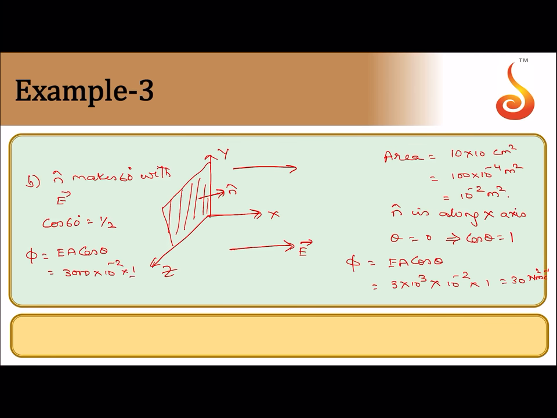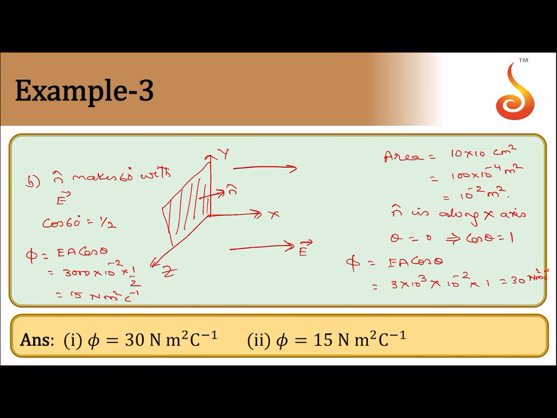But now you have an extra factor. Cos theta is half. So that becomes 15 Newton meter squared per coulomb. Let's check both your answers. 30 Newton meter squared per coulomb and 15 Newton meter squared per coulomb are your two fluxes. When the area is aligned along x-axis, and in the second case when it's at an angle of 60 degrees to the x-axis. Cos 60 is half, therefore the answer is 15 Newton meter squared per coulomb.